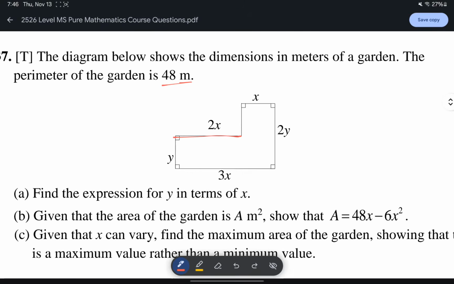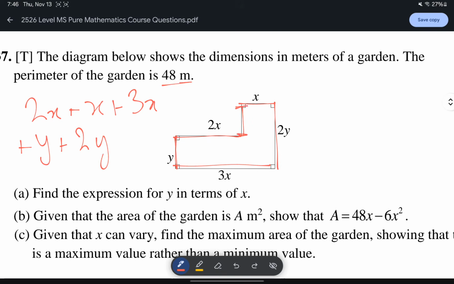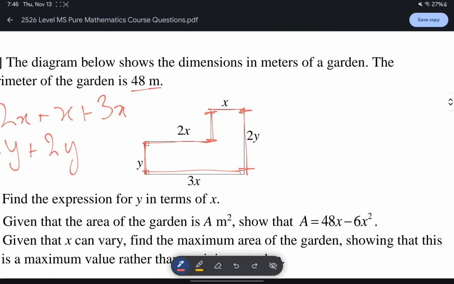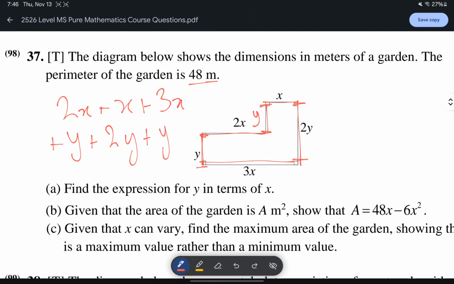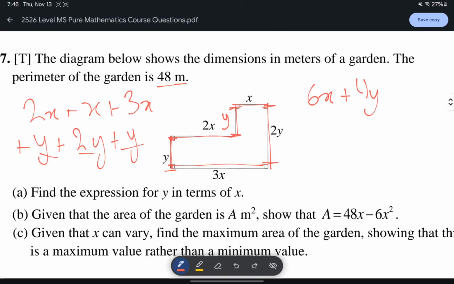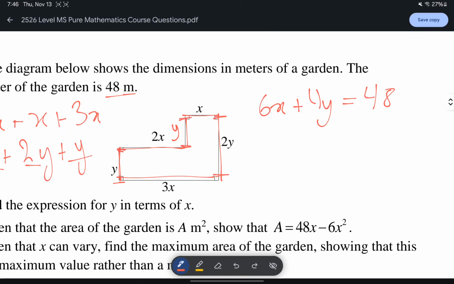So here, this part is 2x, we'll add all the x's first, plus x plus 3x. Okay, and then plus the y's. This part here is plus y, this part here is plus 2y, and for this part they didn't tell us its value, but we could see if this part is 2y and this one is y, so that means this part is also y, so plus y. Okay, so in the end, 2x plus x plus 3x, you get 6x, plus y plus 2y plus y is 4y. Okay, so when you add them together, you get 48.